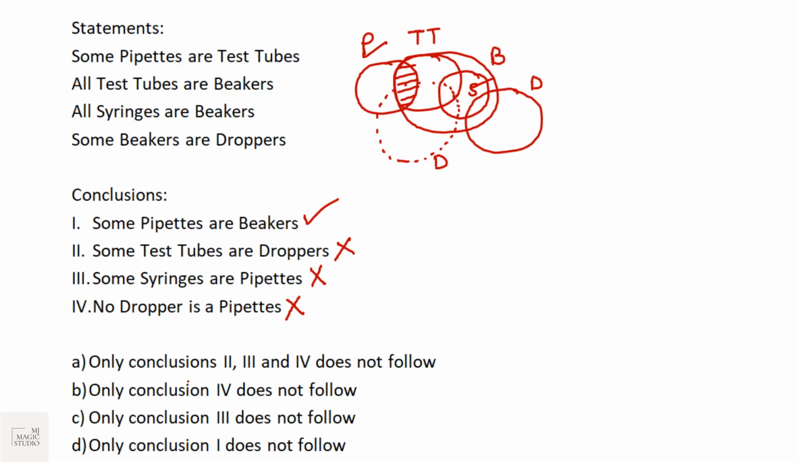Now when we are looking at the options, option A says only conclusion 2, 3, 4 does not follow. And there is no option which says only conclusion 1 follows. So I'll go for option A. You will get a question in round 2 from deductive logic.